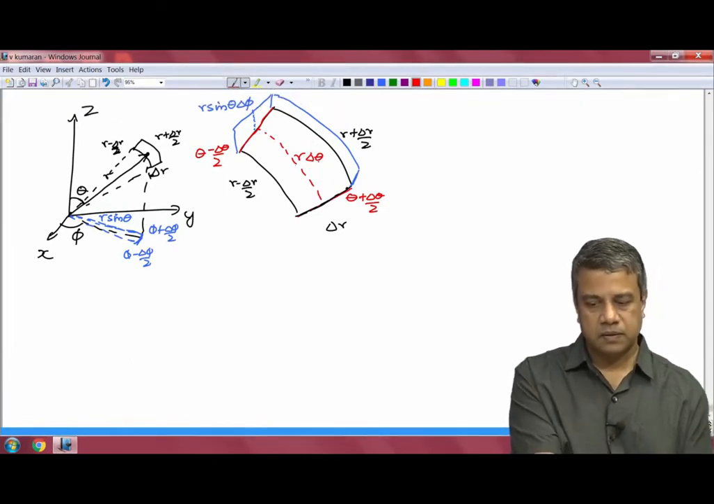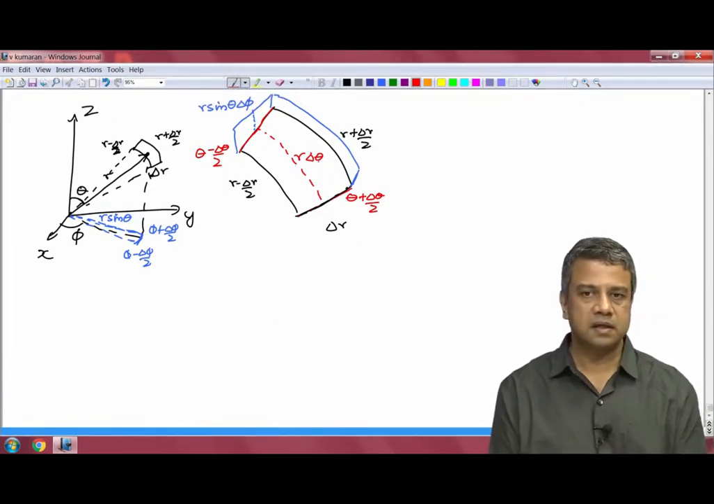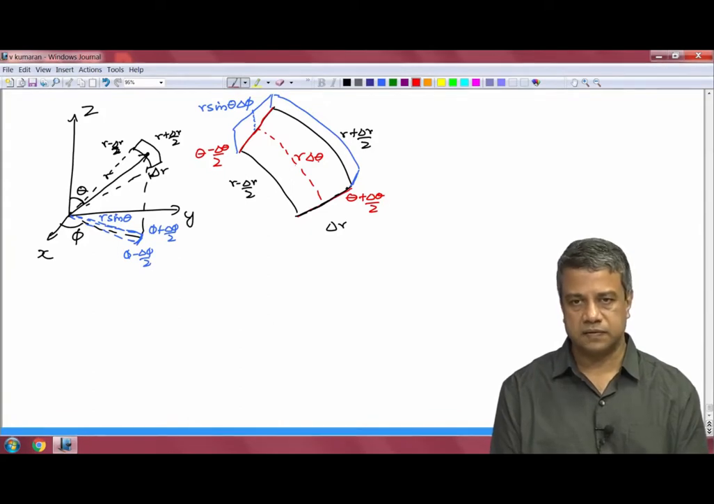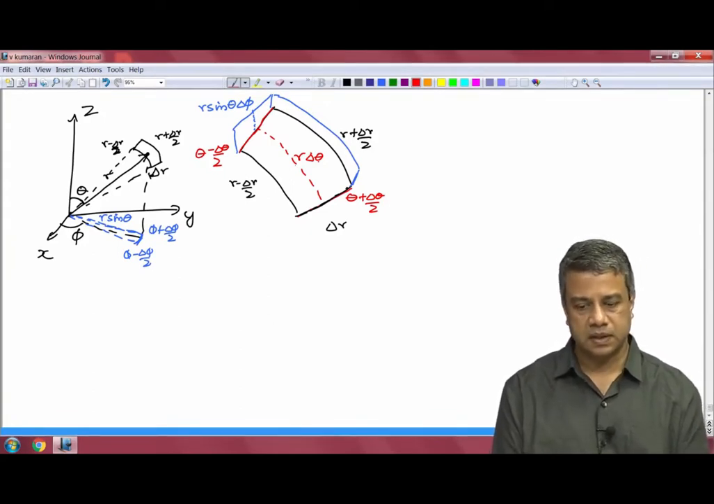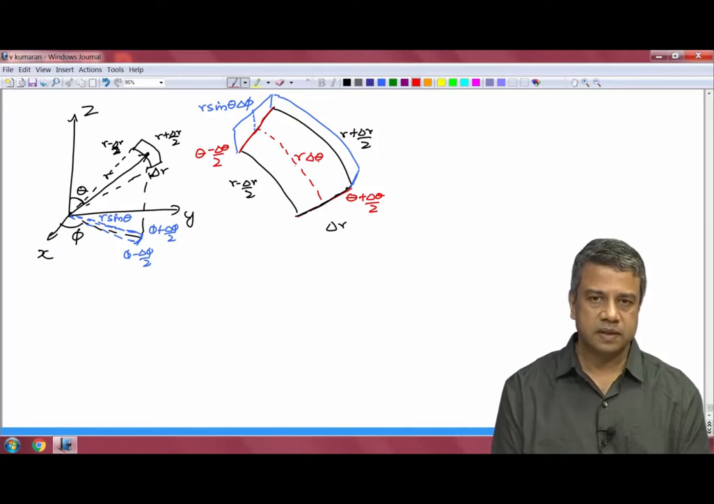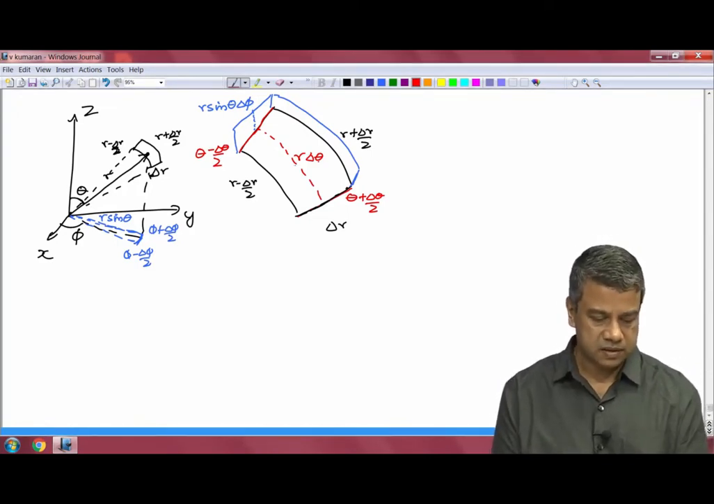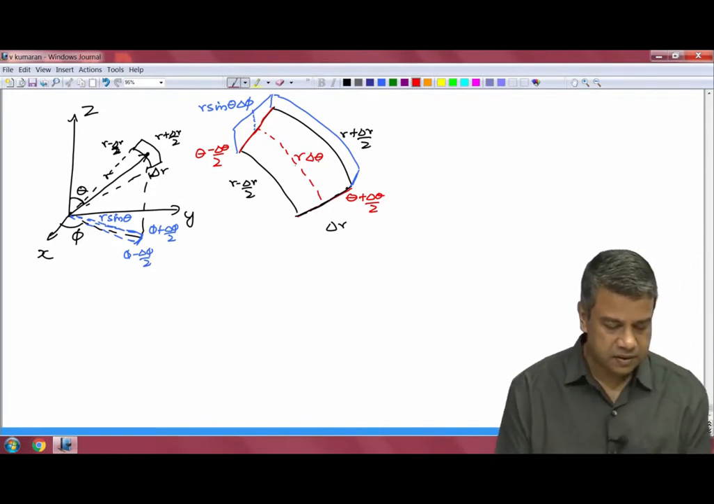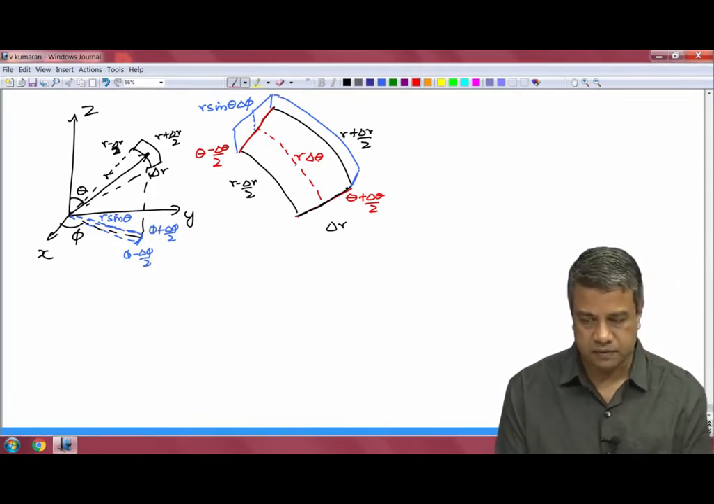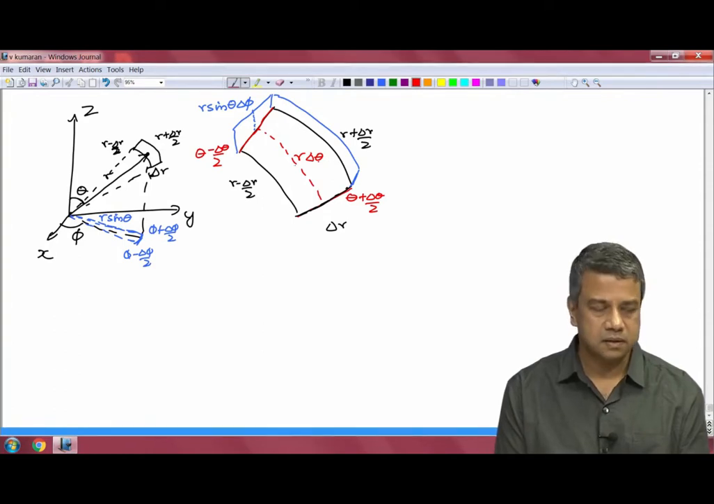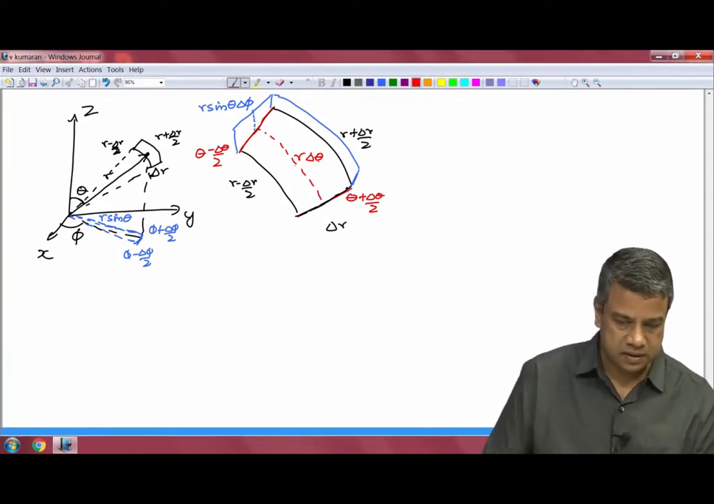Now, we were constructing a differential volume in the spherical coordinate system. The differential volume has to be constructed between 6 surfaces, 2 each that are perpendicular to each of the 3 coordinates, separated by a differential displacement in those directions. So, that is how we have to construct the differential volume in the r theta phi coordinate system.